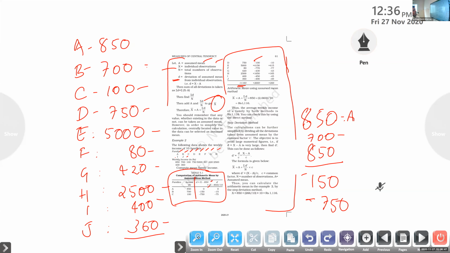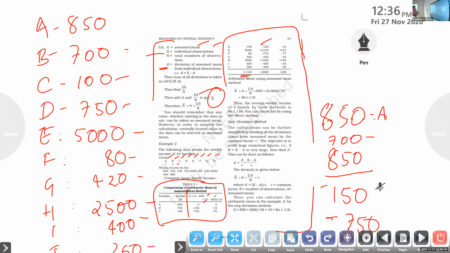Hope you are able to see the screen properly. Okay, the screen is visible. Do you want to increase or reduce the size of the screen? Tell me. Hello, can you hear me? No need, sir. It's okay.